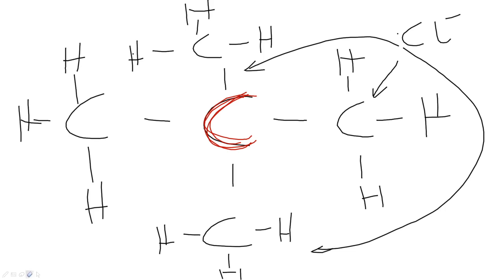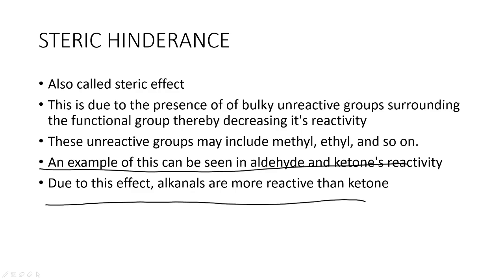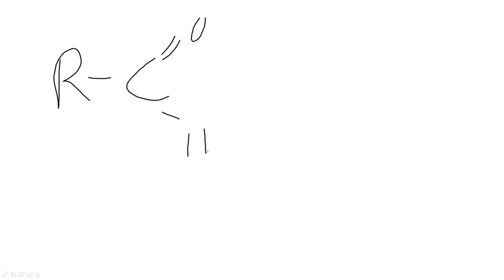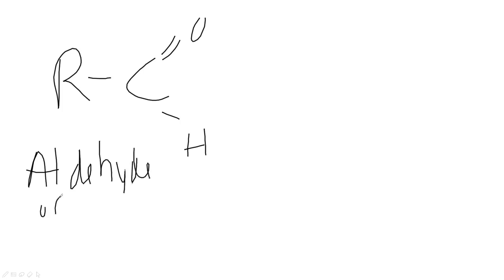Now, I said I'm going to be talking on aldehydes and ketones. This is a very common example. Aldehydes, we all know that they are more reactive than ketones. Why are they more reactive than ketones? It's not due to secondary or whatever. It's due to steric effect or steric hindrance. Now, we all know an aldehyde, something like this: R, C, double bonded with O, and single bonded with H. This is a structural representation of an aldehyde. So I can call this aldehyde or alkanal.